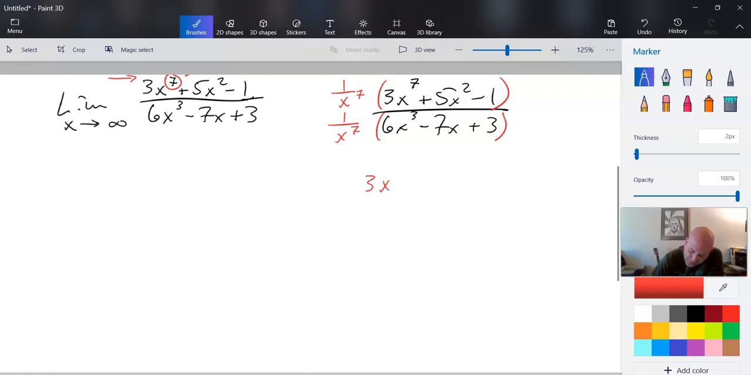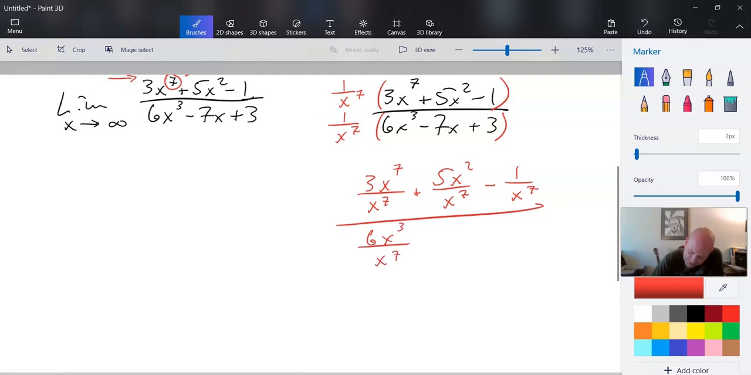So I have 3x to the 7th over x to the 7th plus 5x squared over x to the 7th minus 1 over x to the 7th. And then in the denominator, we have 6x cubed over x to the 7th. Yes, this is a lot to write. Minus 7x over x to the 7th plus 3 over x to the 7th. Okay, so now let's simplify all these terms. So that cancels completely. So this actually, and I'm going to write it over here.